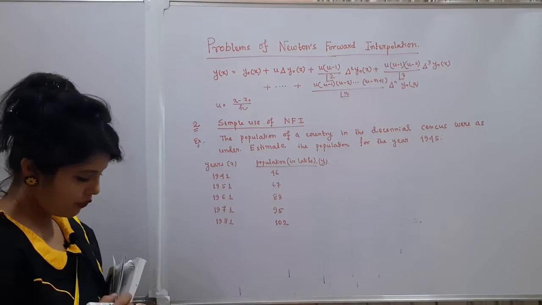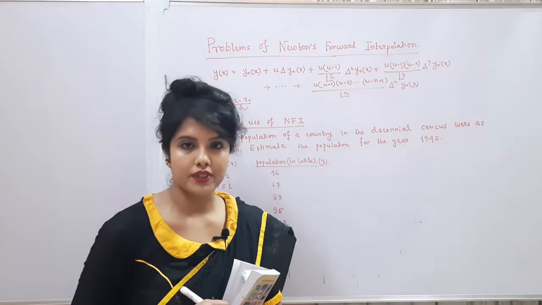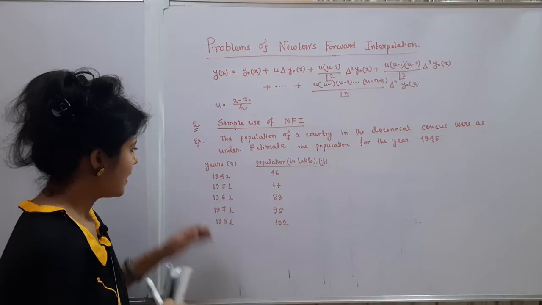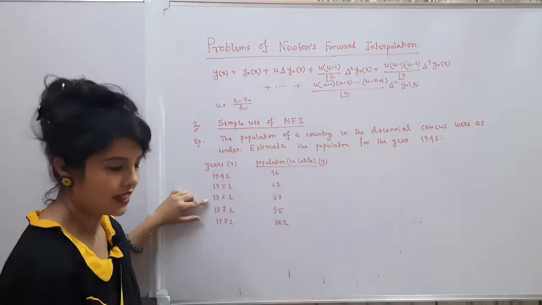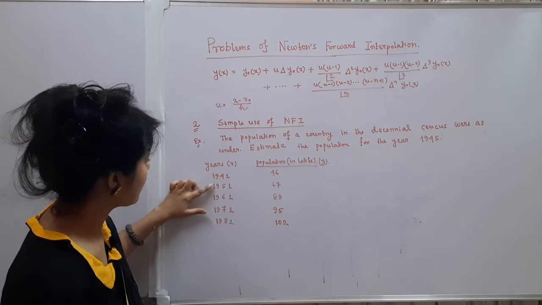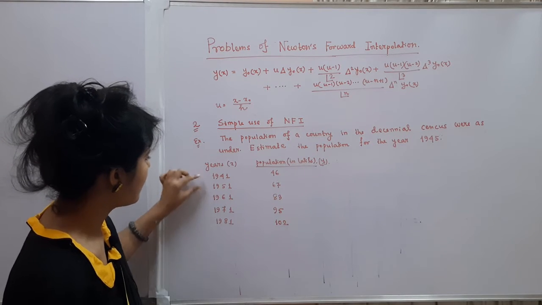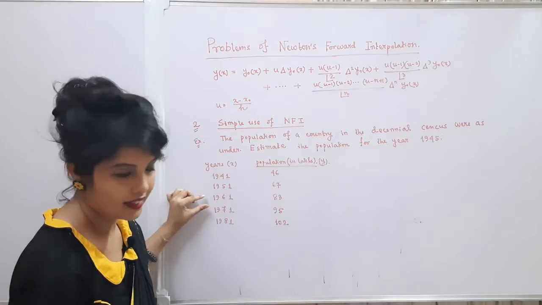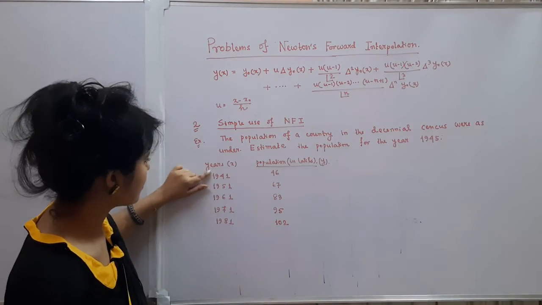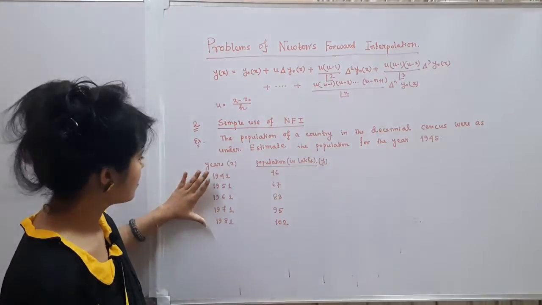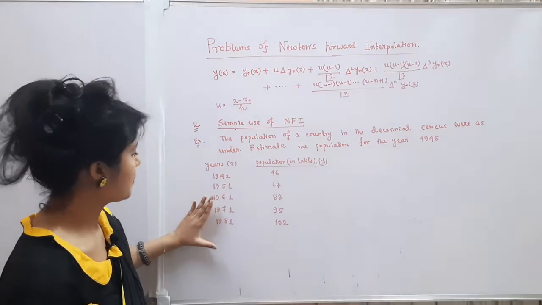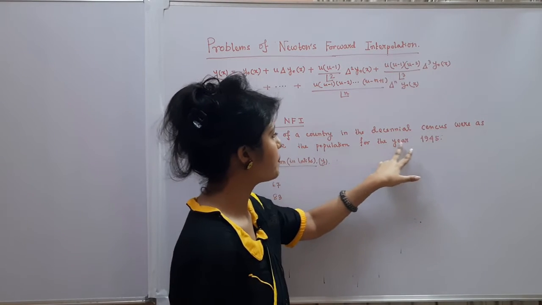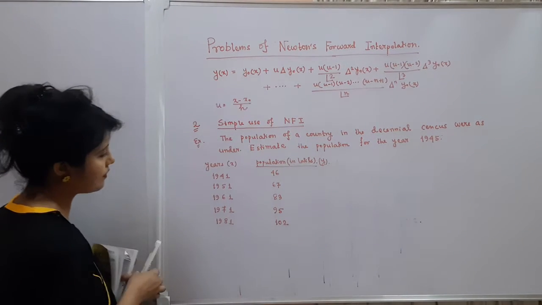So if I want to apply Newton's forward interpolation formula, I have to satisfy two conditions. That is, the values of x should be equidistant. So it is clear that 1941, 1951, 61, 71, 81, that is the difference between two consecutive years is 10 for all the cases, that is 51 to 41, 61 to 51. So here h is 10. Okay, so all the values are equidistant, and you have to estimate a population for the year 1945.